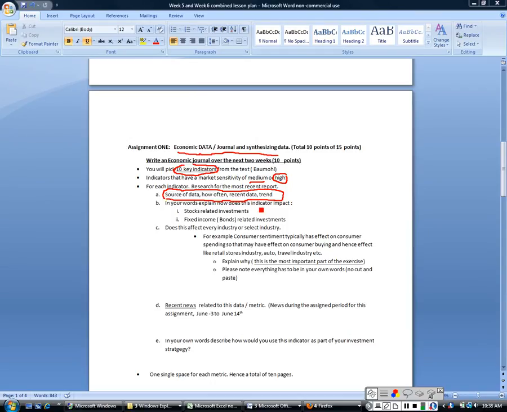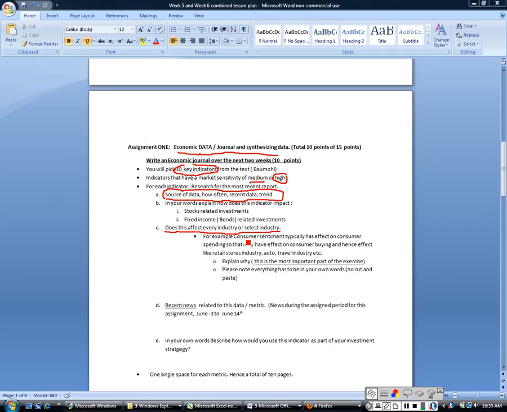Then in your own words, you're going to describe how this data, based on the trend, which means whether it has been going up or down, is going to affect something that is stock related, be it individual stocks or mutual funds that are stock related, or how it will relate to fixed income, which basically means bonds or bond related funds. How would that affect that? The other thing you also want to touch on is whether this data affects every industry or select industries. Every industry means basically the whole market gets affected, where a specific industry would be, say, retail or banking or energy.